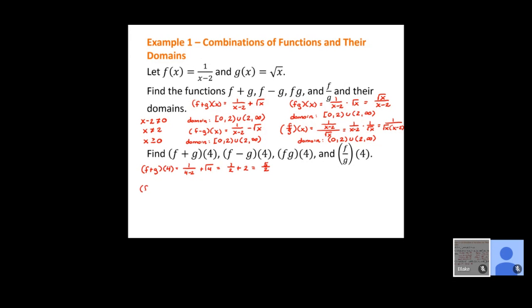And then f minus g of 4. Same thing, we're substituting 4 into our f minus g function. So that's 1 over 4 minus 2 minus square root of 4. We should get the same thing for both of these terms, 1 half minus 2 this time. So what's 1 half minus 2 going to give us? Negative 3 halves. Good. Any questions on those first two?